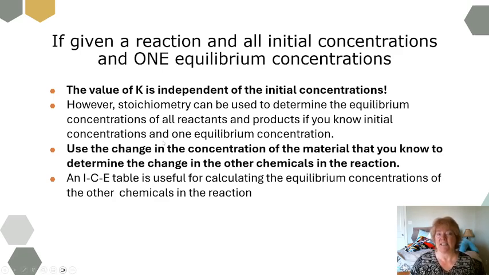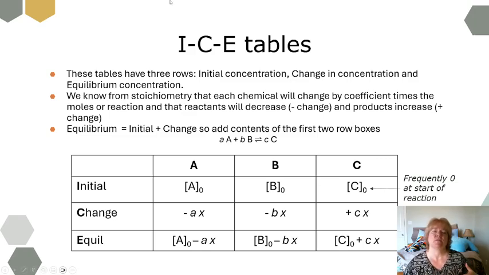So we're going to use an ICE table, initial, change, equilibrium, for calculating these concentrations. It has 3 rows: the initial concentration (I), the change in concentration (C), and then the equilibrium concentration (E). We know from stoichiometry that each chemical will change by the coefficient times however many moles of reaction have happened. Reactants are going to decrease by that negative change, and products are going to increase by a positive change if we're considering the forward reaction. So the equilibrium concentration is whatever the initial concentration is plus whatever the change is.